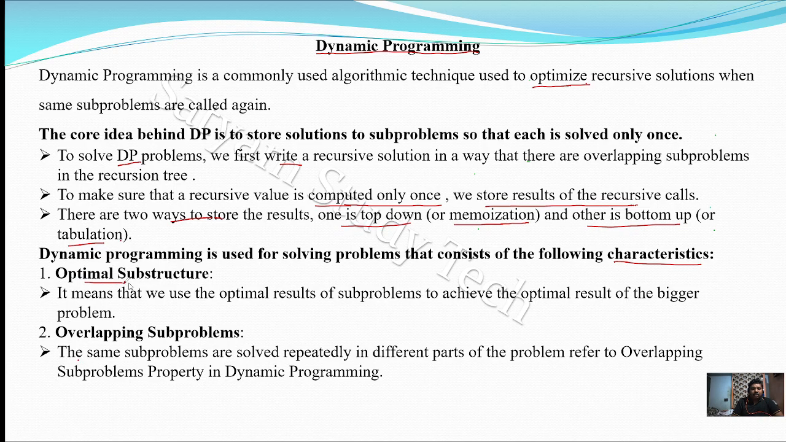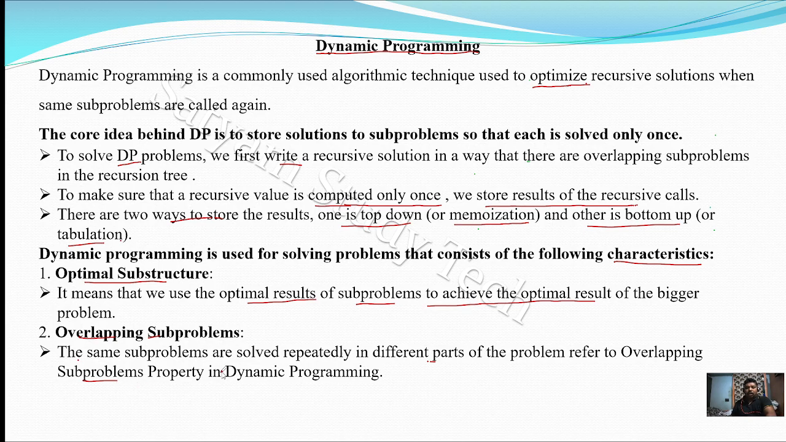These are the two characteristics of dynamic programming: one is optimal substructure, and the other is overlapping subproblems. Optimal substructure means the optimal result of the subproblems is used to achieve the optimal result of the bigger problem. The problem is divided into a number of subproblems, then the result of each subproblem is stored in an array, and whenever you require that subproblem result, you can take it from there, instead of unnecessarily finding the same subproblem more than once. So what are overlapping subproblems? The same subproblems solved repeatedly in different parts of the problem are referred to as overlapping subproblems.